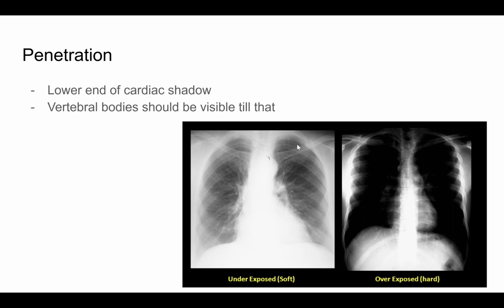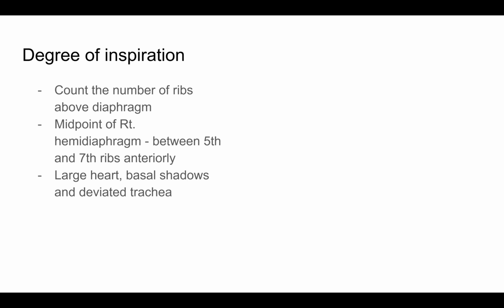Then there is penetration. When looking at the penetration of the film, we always see at the lower border of the cardiac shadow and the vertebral bodies, and you have to see if it is underexposed or underpenetrated, or overexposed or overpenetrated. If these vertebral bodies are too clearly visible, it is overpenetrated, like this. And if they are not visible at all, they are underpenetrated, and the lungs may appear falsely white.